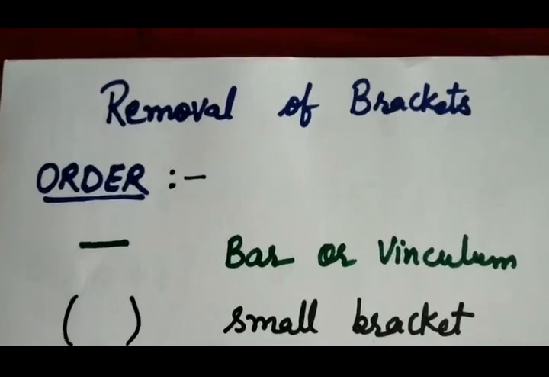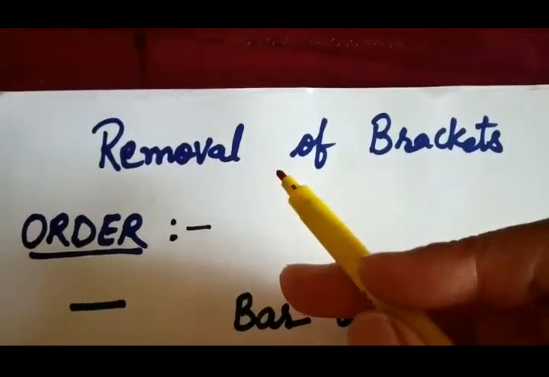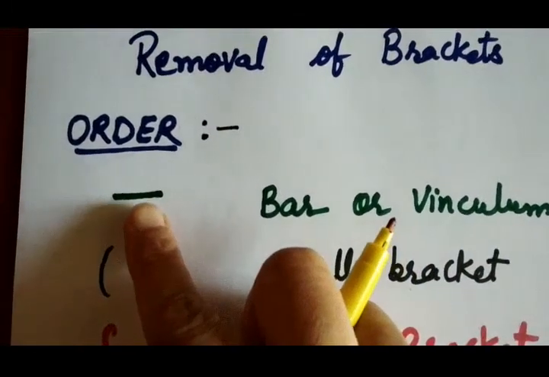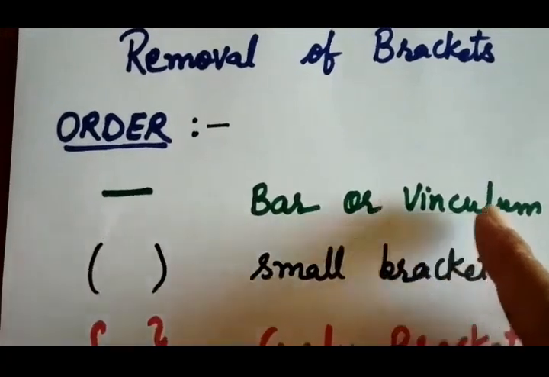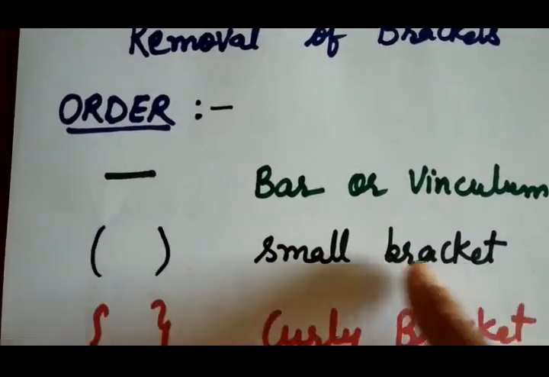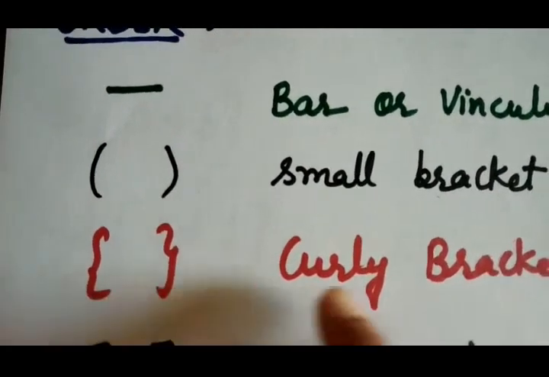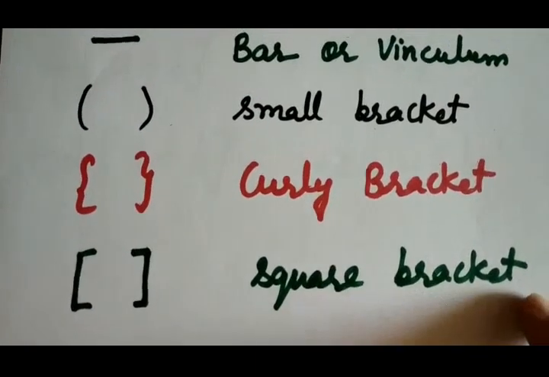Today in this video I will explain the removal of brackets. First of all, I will tell you the different types of brackets. This bracket is called bar bracket or vinculum. Next bracket is called small bracket. This is a small bracket. Next one is curly bracket and next one is a square bracket.